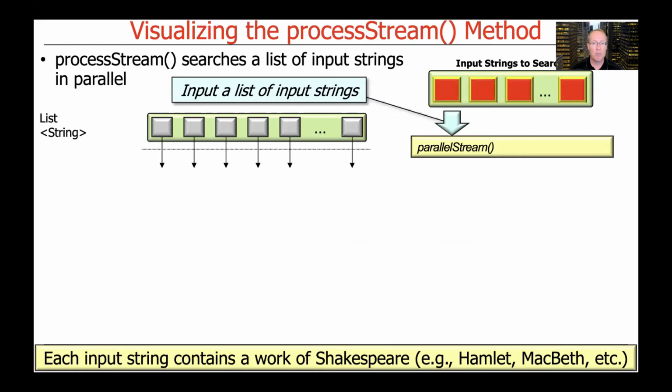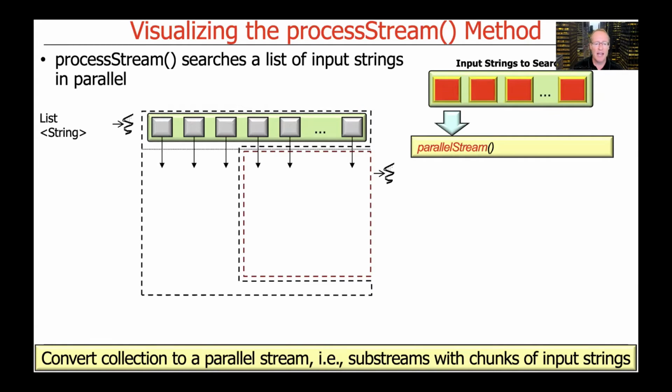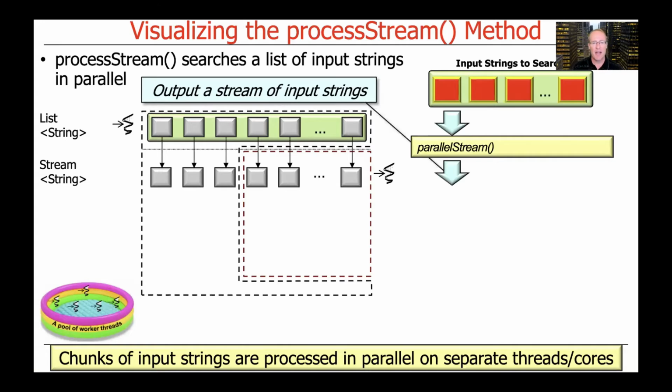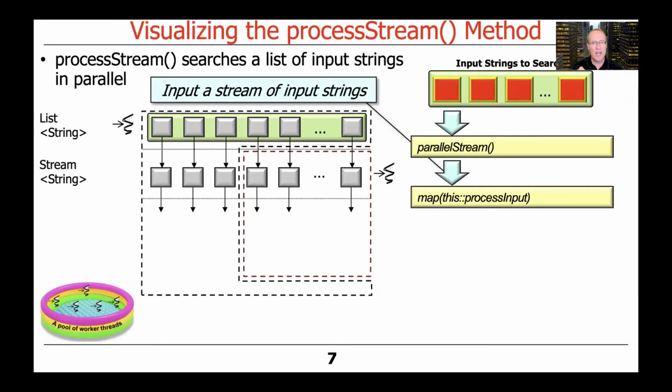So here's what processStream looks like when we do it in parallel. It takes as input a list of input strings, where each string corresponds to a different work of Shakespeare. And then we use the parallel stream hook method to convert this collection into a parallel stream. So we basically end up with substreams with chunks of input strings. And then we end up having the output of this be a stream of input strings, which of course are going to be run in parallel on the different threads and cores under the hood in the common fork-join pool. We take the stream of input strings and that gets piped into the map intermediate operation.